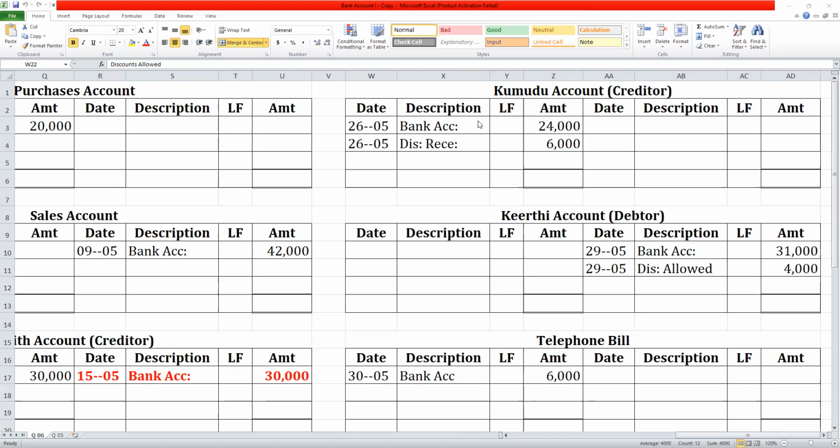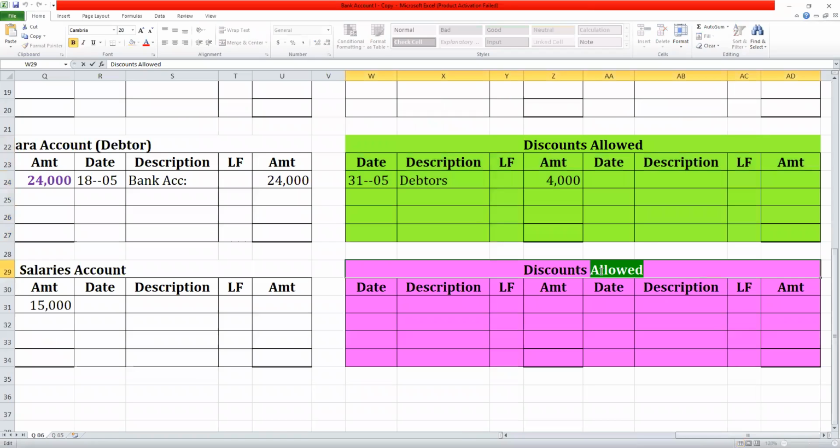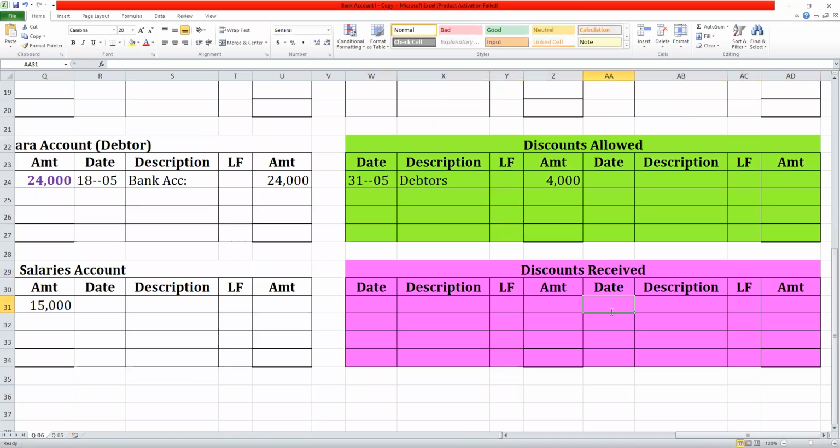Now, credit the discounts; this should be discounts received. The date, once again, 31st of May, the last date of the period. Creditors: this time we have received the discount from creditors, amount is 6,000. See, this is how we have to record it.